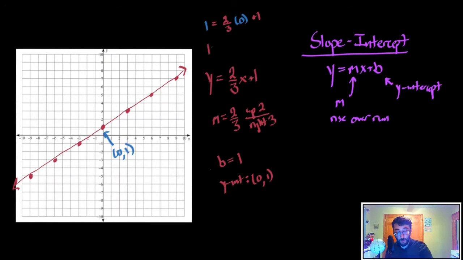And now if I went ahead and simplified this, it would be 1 equals 2/3 times 0 is 0. 0 plus 1 is 1. So notice it ended up working. 1 equals 1. That's what I mean by every point on the line is a solution to the equation. So if I plugged any of these points in, they would all work.